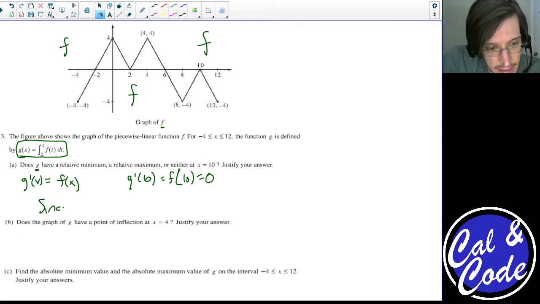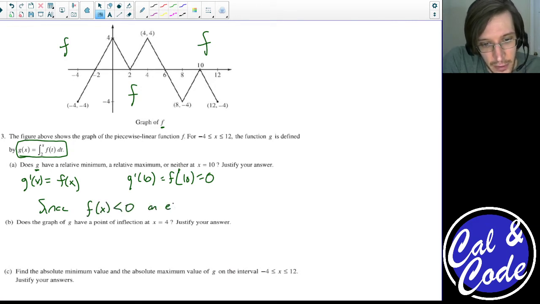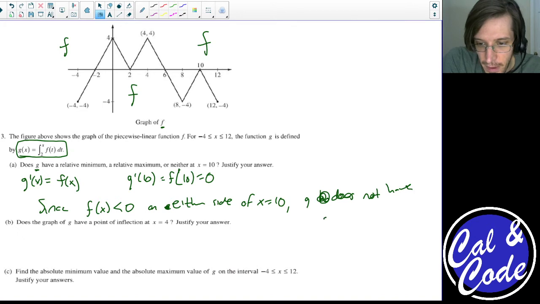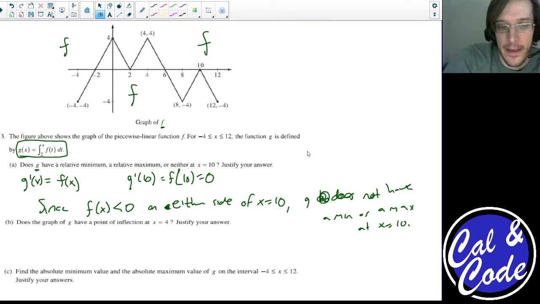And since f of x is less than 0 on either side of 10, g does not have a min or a max at x equal to 10. Basically, the only way we would have a max or a min is if f changed signs on either side of x equals 10. Next question they're asking is, does g have a point of inflection?